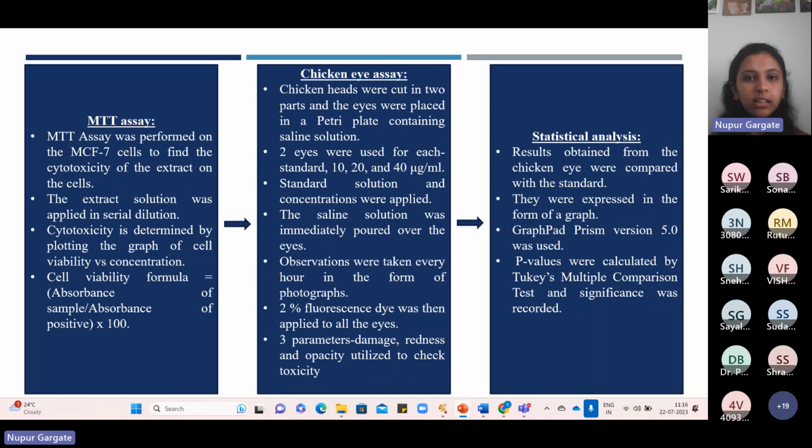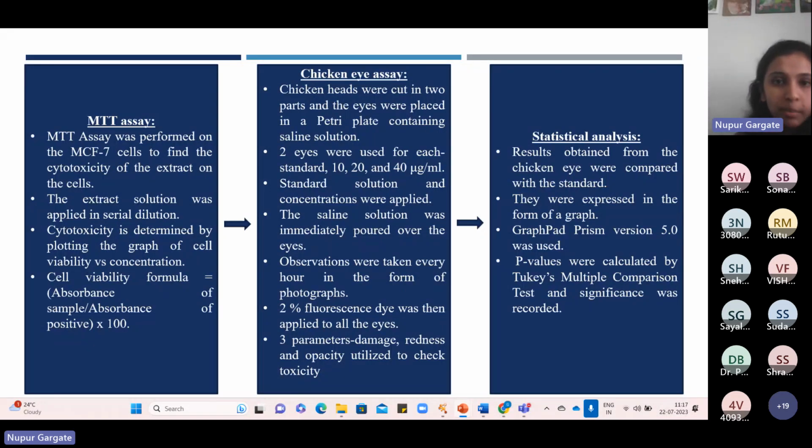And in the chicken eye assay, the chicken heads were cut and eyes were extracted. Two eyes were used for each, that is for standard, 10, 20 and 40 microgram per ml. On two eyes standard solution, that is saline water solution, was applied, and on the remaining eyes the respective concentrations were applied. So for observations, we took photograph every hour. After every hour, once the photographs were taken, at last, we applied the 2% fluorescence dye to all the eyes, and three parameters were mainly utilized, that is damage, redness, and opacity, to check the toxicity of the extract.